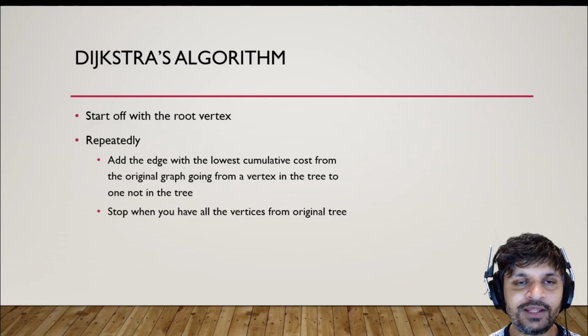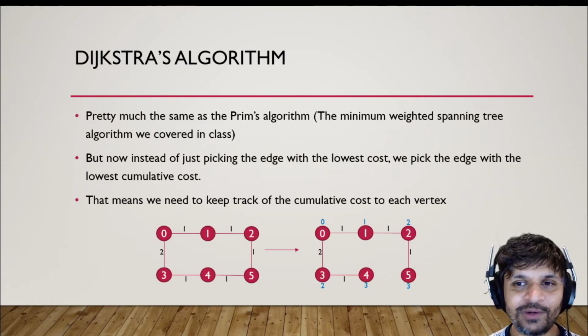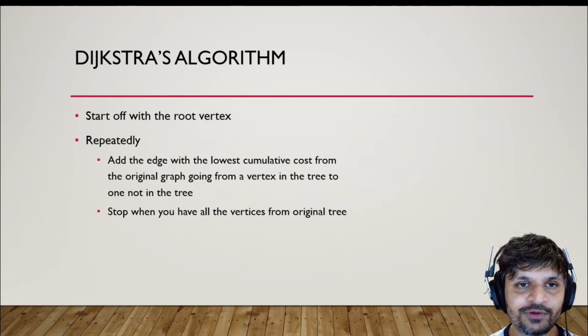Okay, but this was quite an informal way. Let's make it a little bit more formal. So we say, okay, start off with the root vertex and then repeatedly add the edge with the lowest cumulative cost from the original graph, going from a vertex in the tree to one not in the tree, and stop when you have all the vertices from the original tree. So it's pretty much the same as the minimum weighted spanning tree algorithm, except I've put cumulative here. But that's going to mean that our implementation is going to be very different.